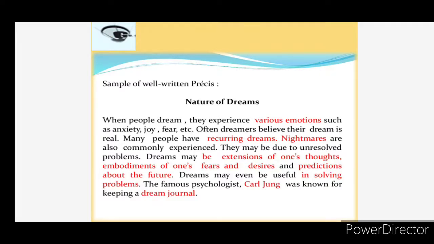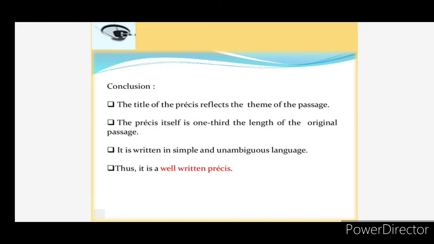So this is a well-written precis. The conclusion is that the title of the precis reflects the theme of the passage, and it is one third the length of the original passage. Also, it is written in simple and unambiguous language. Thus, if you have all these contents in your precis writing, it is a well-written precis. So this is how we have to go about precis writing.